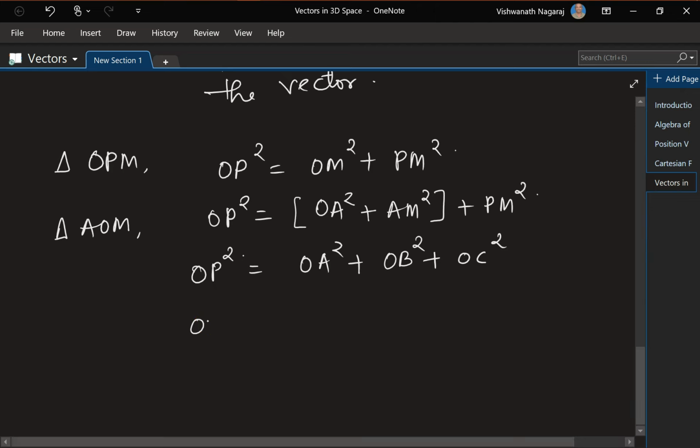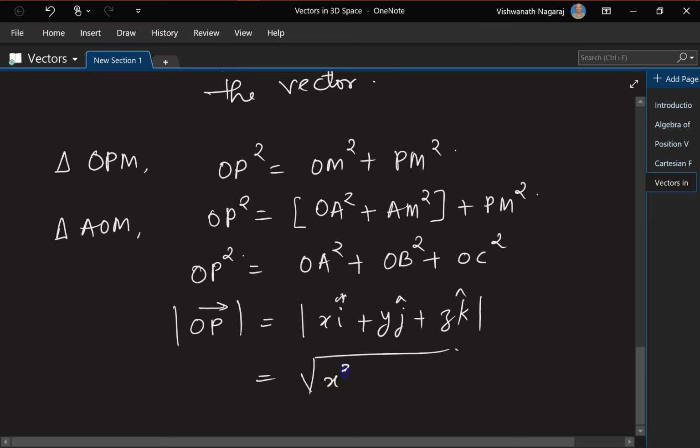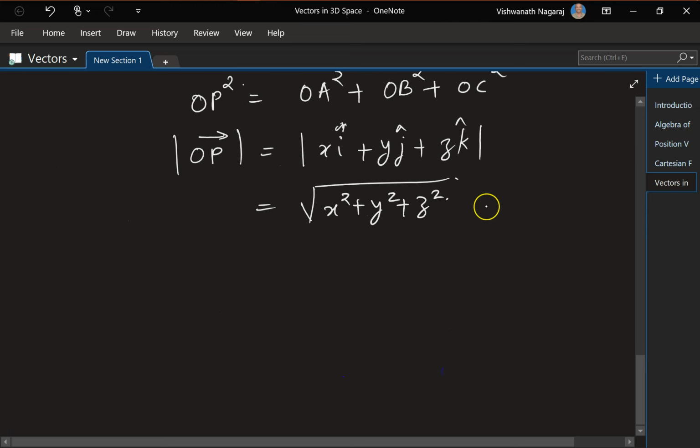Now OP, if we look at it as a vector, the magnitude of xi plus yj plus zk is nothing but the square root of x square plus y square plus z square. So this becomes the magnitude.